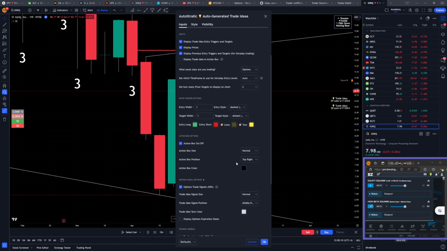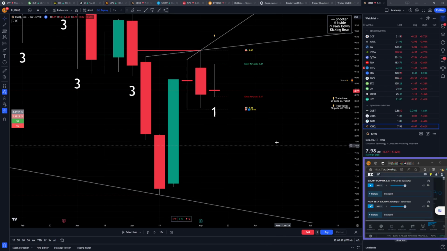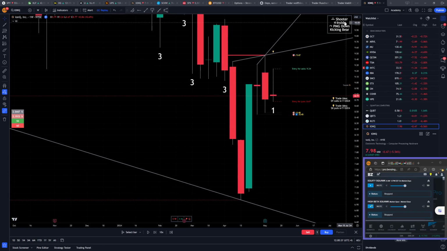On Autostratic, we can actually see this. Let's make this large for a moment, because it generated a trade idea. It says 30% confidence that this would work out, but it's mostly bearish, 60 score bearish. But look, and you see how many actionable signals it's saying here in the action box, right? Almost all of them.